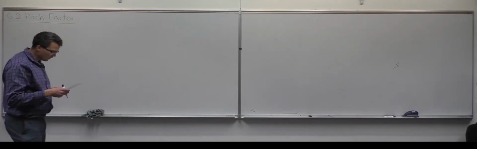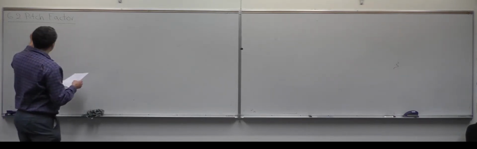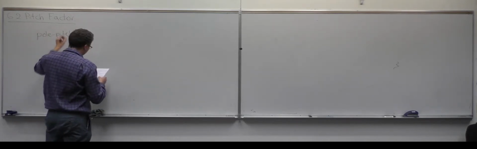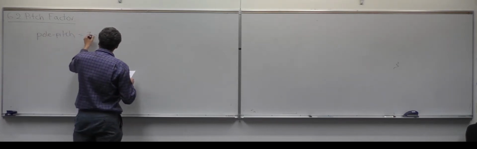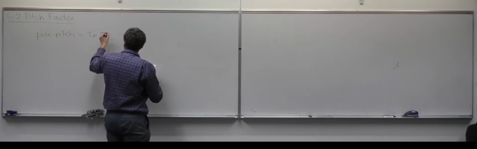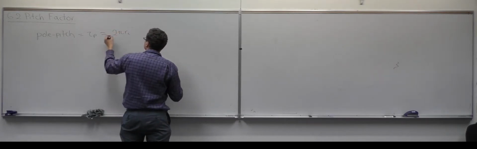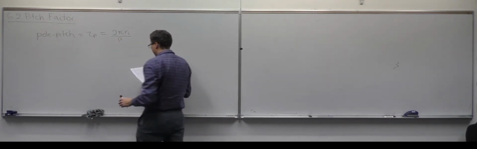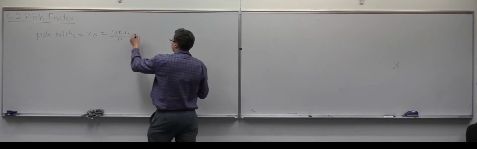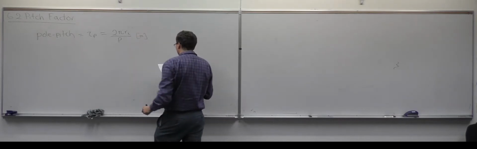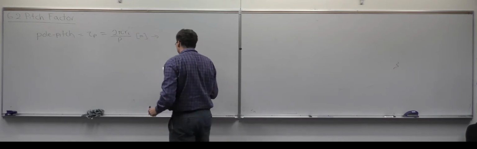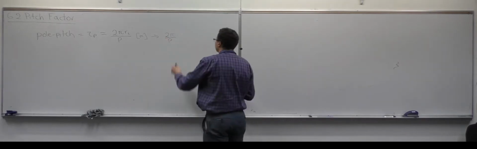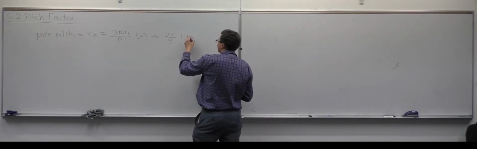So the pole pitch can be defined as the circumference distance 2 pi r divided by the number of poles. So that would have units of meters, or it could be written in terms of degrees. So 2 pi divided by the number of poles will give you some degrees.